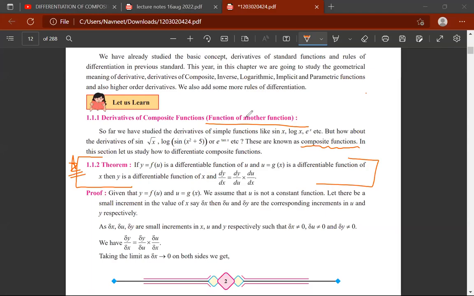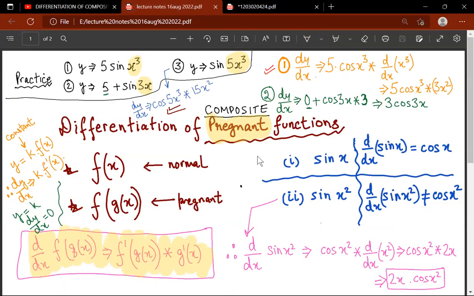Okay, so one thing, let us try to understand the derivatives of composite functions. Now, composite functions, how do they look? We had discussed this yesterday also. So, I call them pregnant functions. Why do I call them pregnant functions? Because there is some function, and the function also has a function in its stomach.